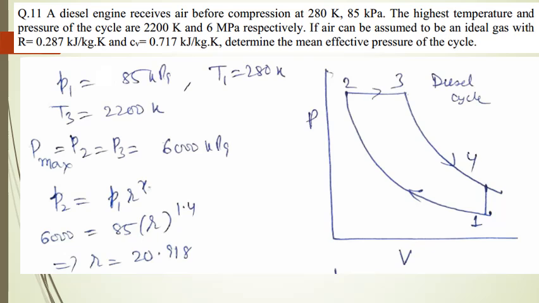P1 equals 85 kilopascal, T1 equals 280 Kelvin. Now the value of T3 is equal to 2200 Kelvin. Now the value of Pmax, which is equal to P2 and which is also equal to P3, is equal to 6000 kilopascal. Now P2 is equal to P1 into R raised to power gamma. So the value of R that is calculated with the help of this expression comes out to be 20.918.